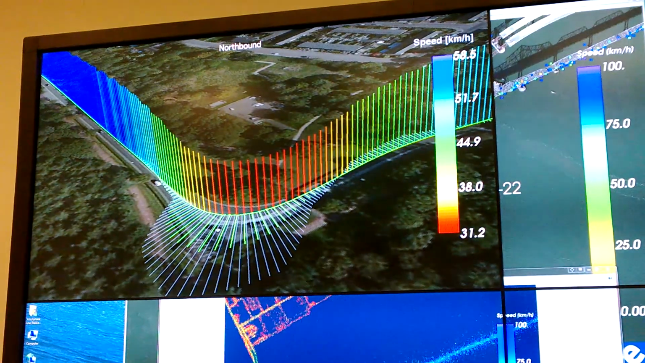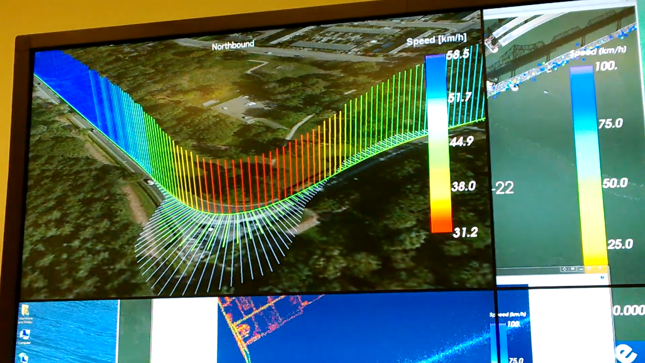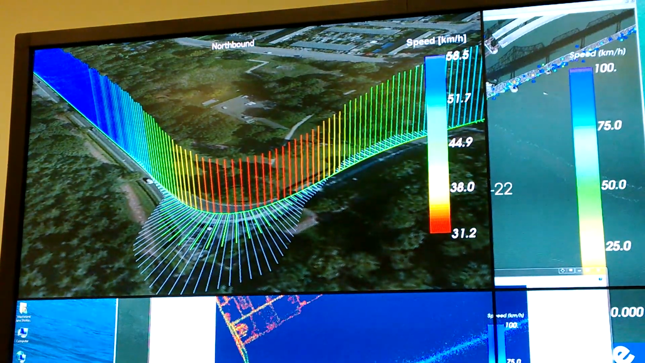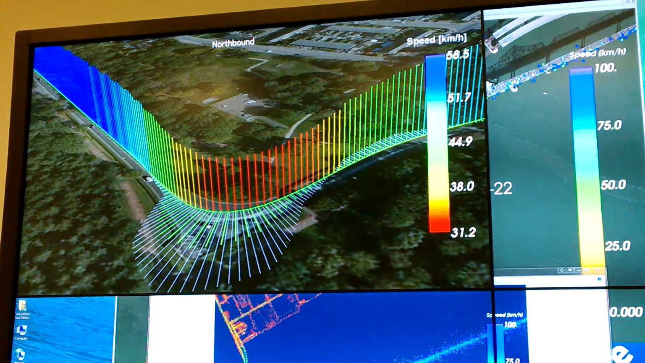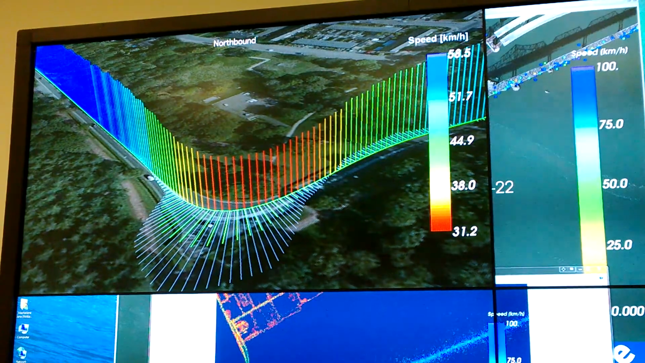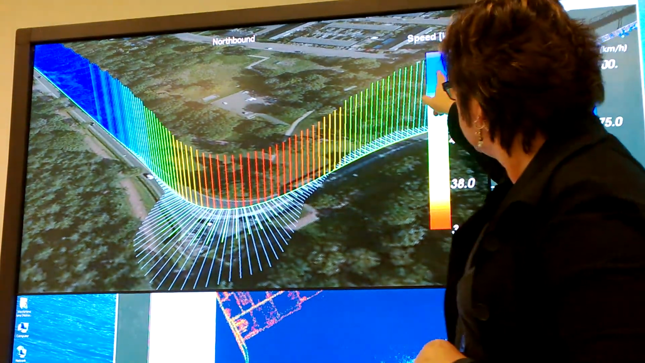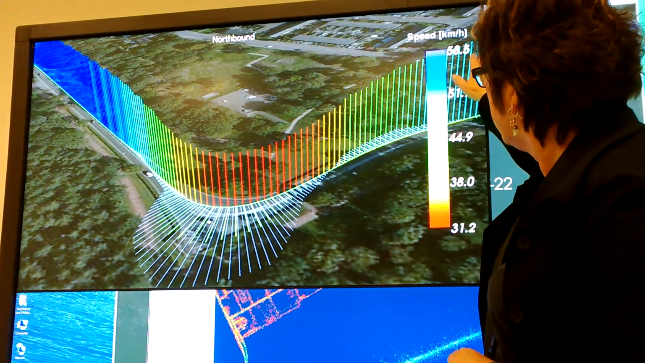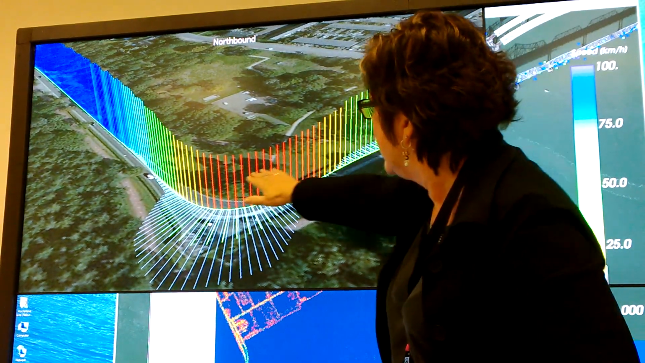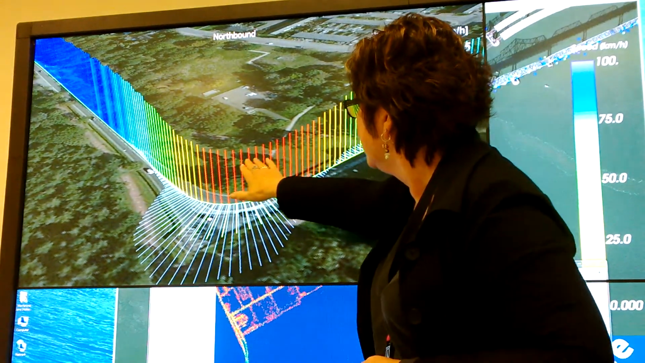Now what's interesting is because we have that ADAS spline, we can calculate the lateral acceleration of the vehicles as they go through. So it's kind of that G-force you feel as you go through the curve. And you can see here, this is their speed as they go through. This is a northbound profile. They're coming from this side and they're heading there. They're slowing down, and then accelerating through the curve.